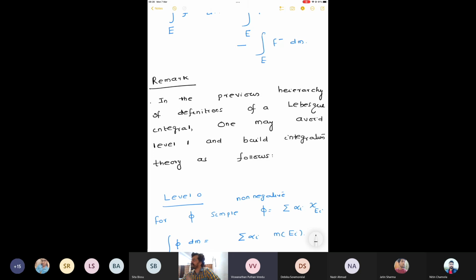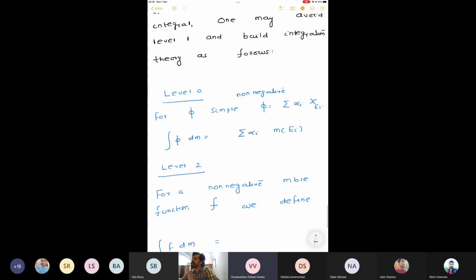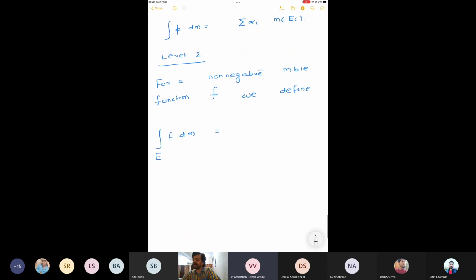Now, how to avoid it? Once you want to avoid level 1, you have only level 0 in hand. That means you can integrate only simple functions. Now I want to integrate a non-negative measurable function. How do you do that?